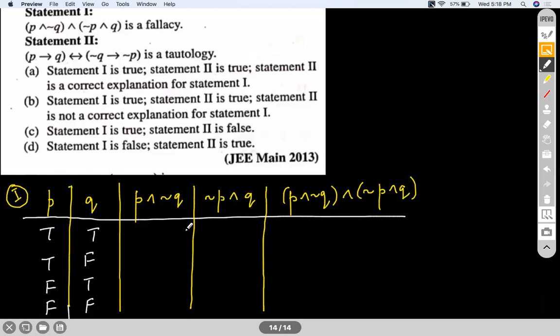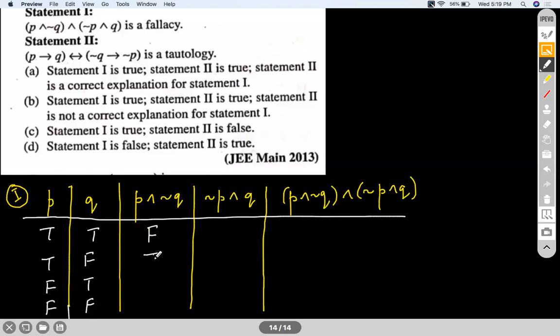True. True, false. False, and a false becomes false. Yes, sir, first one is false. I mean, it's a fallacy. Okay, we'll check. So P and not Q means this is false. F, T, F, F.